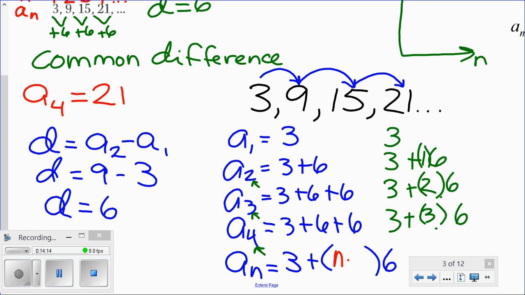So, n minus 1. And that makes sense when we look here, right? To get from 1 to 2, we only take 1 half. To get from 1 to 3, we go 1, 2 times. To get from 1 to 4, 1, 2, 3. So the number of times we add the common difference is always 1 less than the n value. Make sense? Okay.